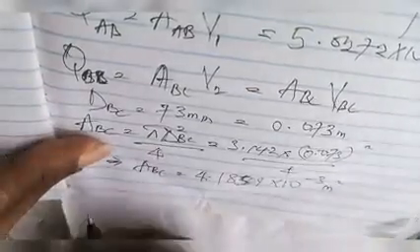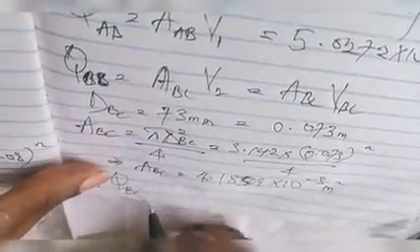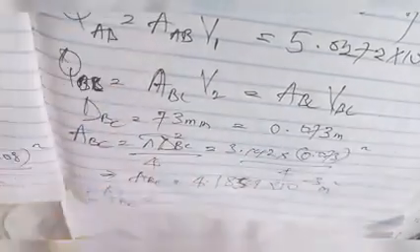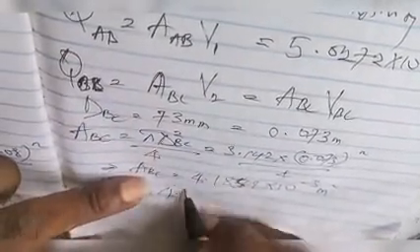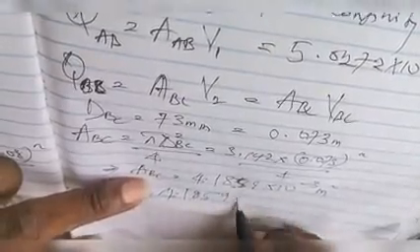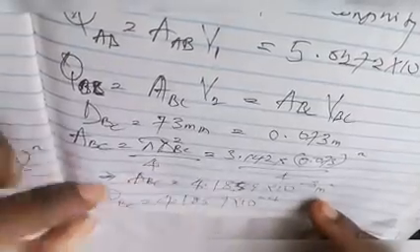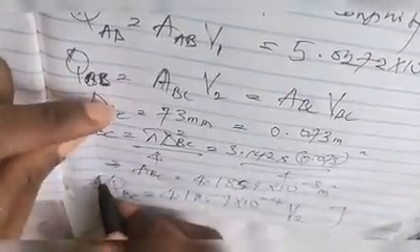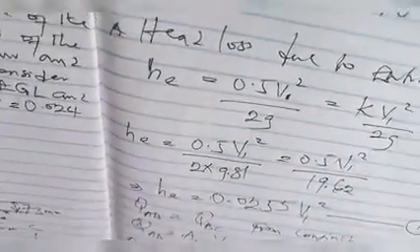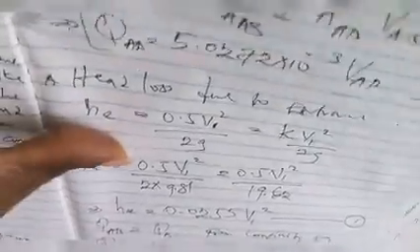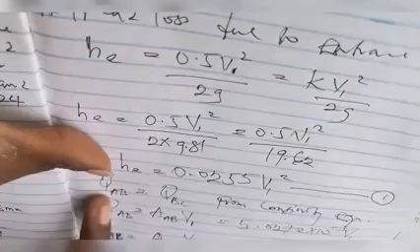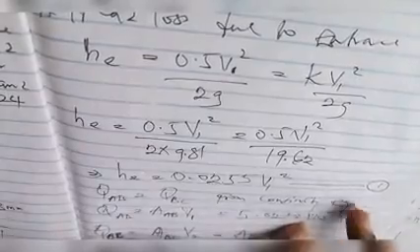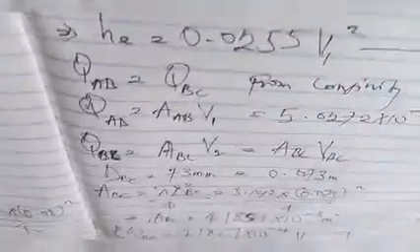If that's the area, therefore the discharge in pipe BC is simply the velocity of pipe BC times the area. The area is 4.1859 by 10 to the power of minus 3, multiplied by the velocity in pipe BC, which is V2. So this is the second discharge. Now from the continuity equation, both discharges are equal for the flow to be continuous. Q_AB equals Q_BC, and this is Q_AB, 5.0272 by 10 to the power of minus 3 V1, and we've already obtained this for Q_BC.